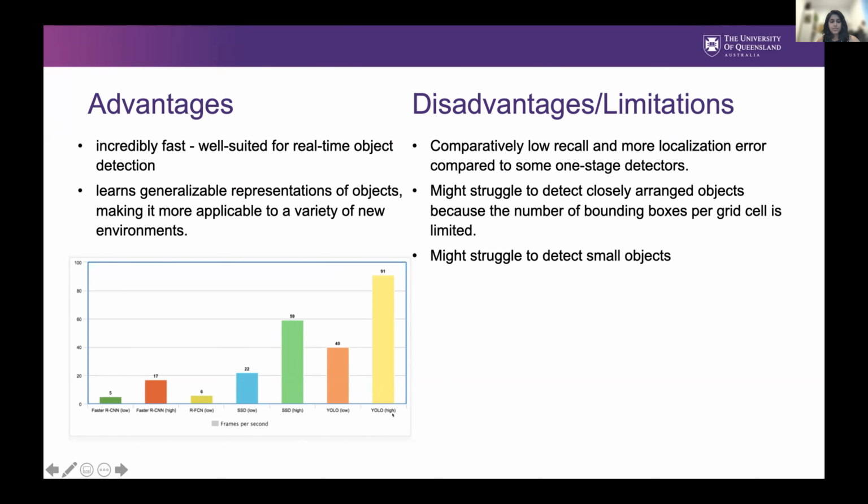I think low and high means low resolution images and high resolution images. And you can see that YOLO with high resolution images is like 10 times faster than Fast RCNN in low resolution images, right? It's 91 and Fast RCNN is just 5. So because this is very fast, it's very suitable for real-time object detection problems, right?